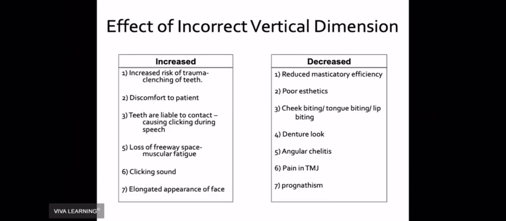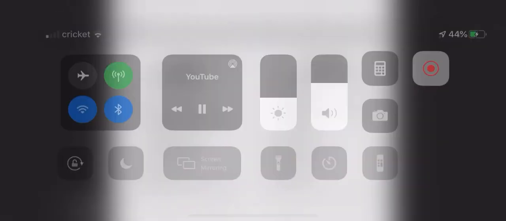And what we're looking for is a correct vertical. When it's increased, there's clicking, there's discomfort to the patient. They're under strain. When they're overclosed, we have that denture look. There could be pain in the TMJ. They might have angular cheilitis of the corners of the mouth. So there are a lot of key factors.